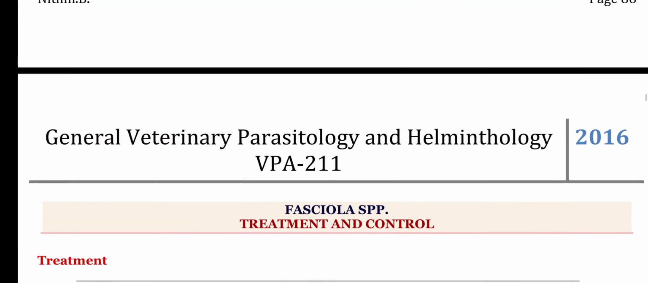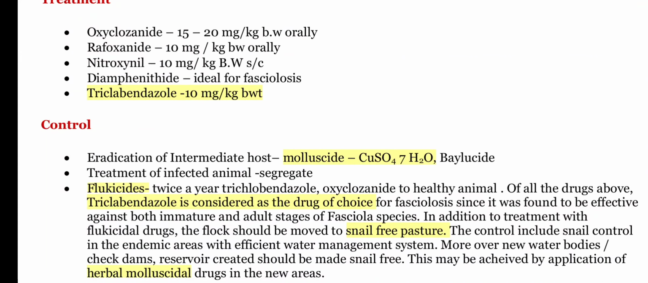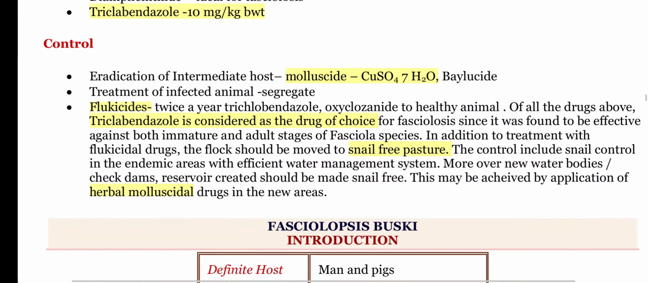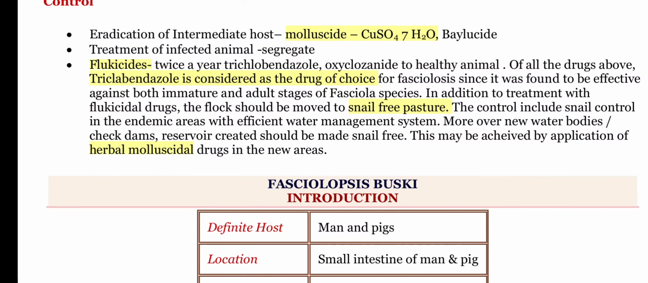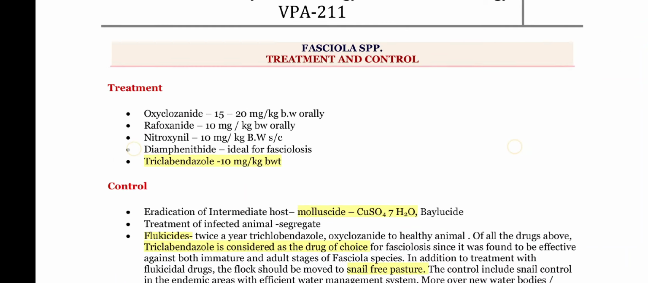And when it comes to treatment, triclabendazole at the rate of 10 mg per kg body weight can be used as the drug of choice. One can use fluckicides, and one can use molluscicides to kill the intermediate host. And the animals should be reared on snail-free pastures. This is about the control aspect and the treatment.